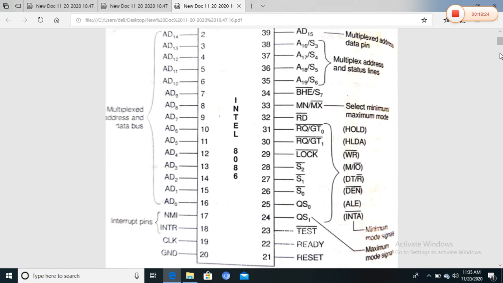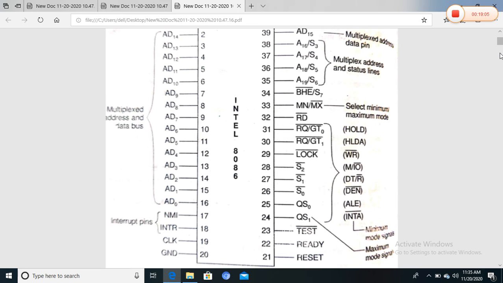When the MN/MX bar pin is connected to VCC, minimum mode operation applies, and pins 24 to 31 are the minimum mode pins. First is INTA bar, the interrupt acknowledge. It is an active low output signal. When the processor receives the INTR signal, it completes its current machine cycle and acknowledges the interrupt by generating this signal.